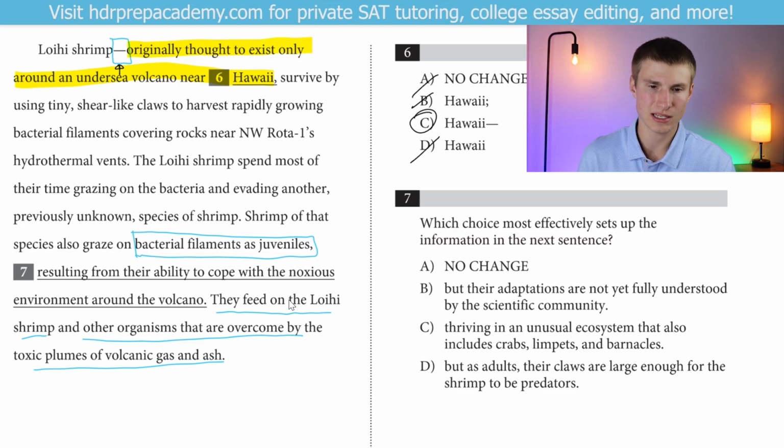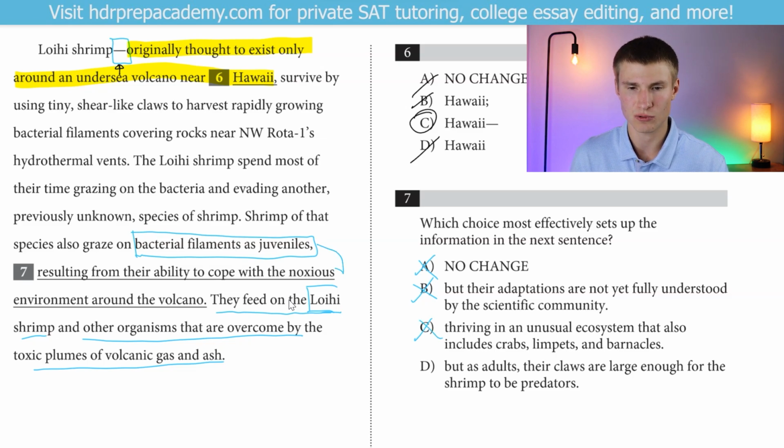If I want to set this up, I got to indicate a contrast in the food that they're eating, some sort of transition there. So I have option A, resulting from their ability to cope with the noxious environment around the volcano. Well, somehow we got to transition into them being able to now eat actual low-heat shrimp, right? So they're being predators now rather than just eating bacterial filaments. So we can get rid of A. It's not indicating any sort of transition like that. Option B, their adaptations are not yet fully understood by the scientific community. That's not showing us how they're now able to feed on shrimp rather than bacterial filaments. Option C, thriving in an unusual ecosystem that also includes crabs, limpets, and barnacles. Once again, that's not telling us how they're making this transition into what they're eating.